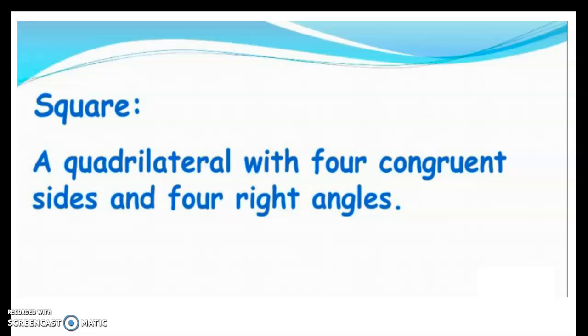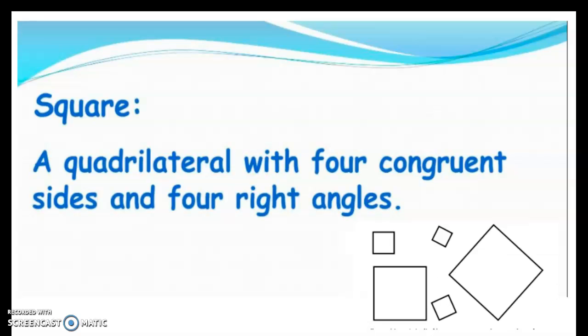A square is a special kind of quadrilateral. It's a quadrilateral with four congruent sides and four right angles. When we say four congruent sides, we mean that all four sides are the same length. Congruent means the same. The right angles are also all the same because there is only one angle that is considered a right angle. It looks like a corner. So these are some examples of squares.